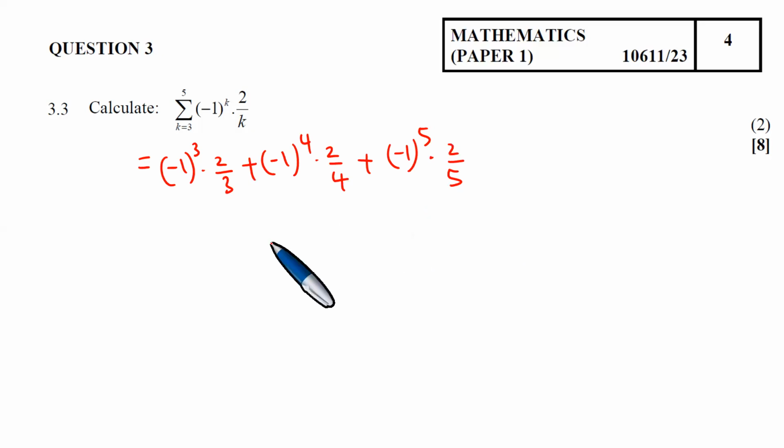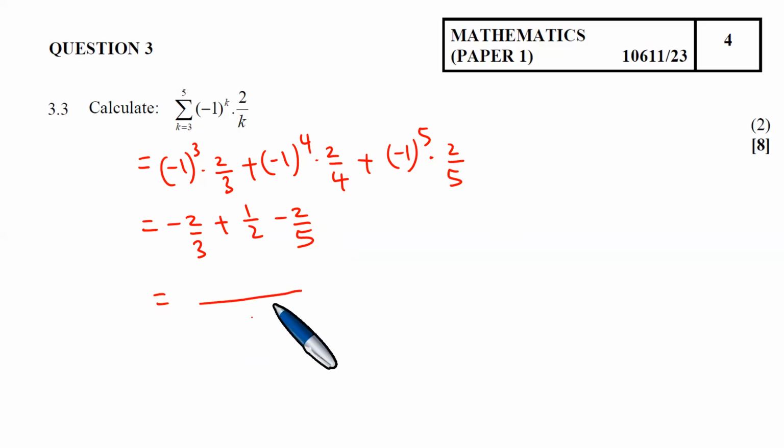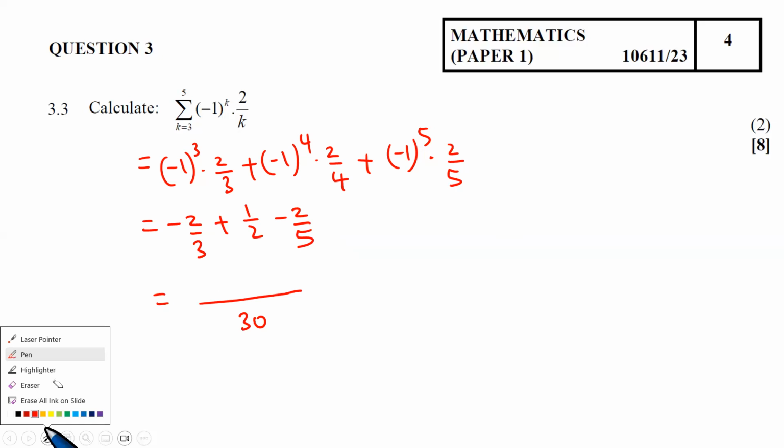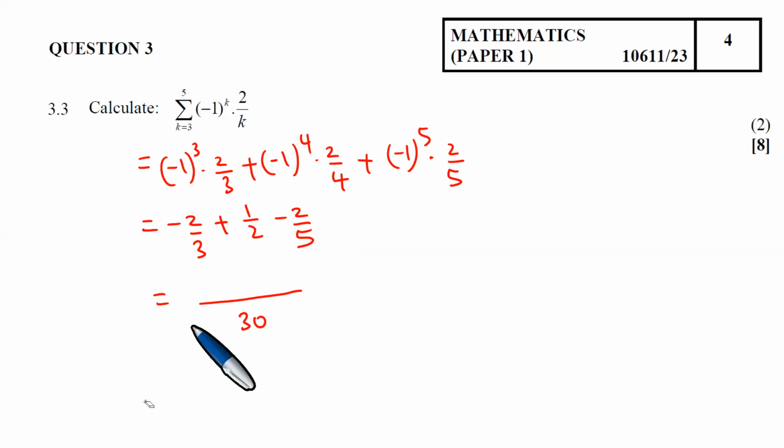So at this point, what we are getting is the same as -2 out of 3 plus 1 out of 2 minus 2 out of 5. And therefore, at this point, we take the lowest common denominator. If you take the lowest common denominator of this, you would realize that these can be simplified with ease.